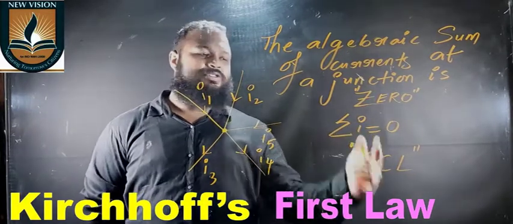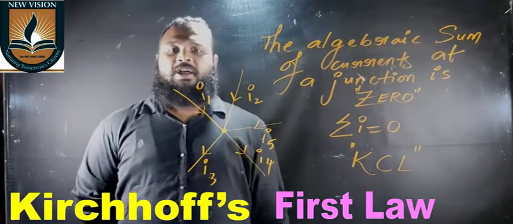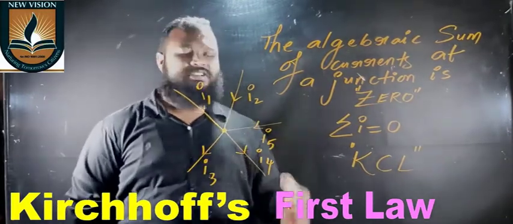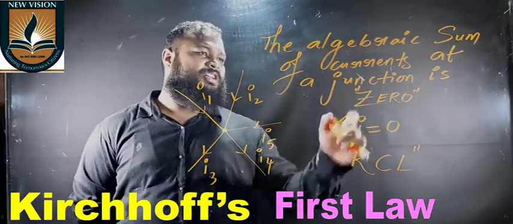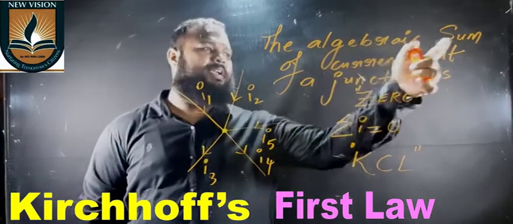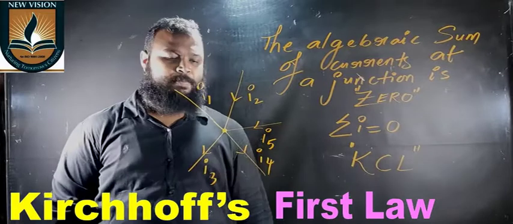Sigma I equal to 0 is the mathematical form of Kirchhoff's First Law. Let us try to understand what it says. Here the two words are important. One is junction and the other is algebraic sum. So what is the meaning of algebraic sum?